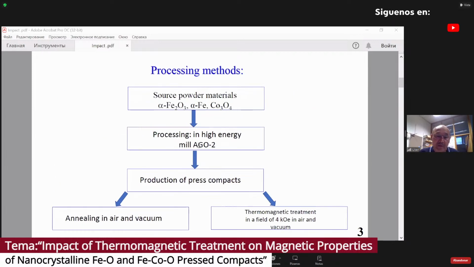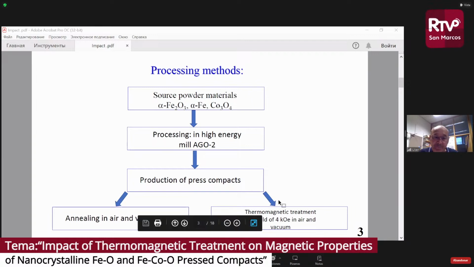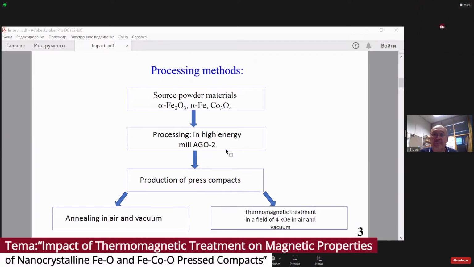So, on the next slide, you can see the scheme. Sorry, I have some problems. On this slide, you see the scheme for obtaining samples. The processing methods, which consist of some stages, you see in this slide. One of the main stages is the processing of all our powders in a high-energy mill. So, next slide.